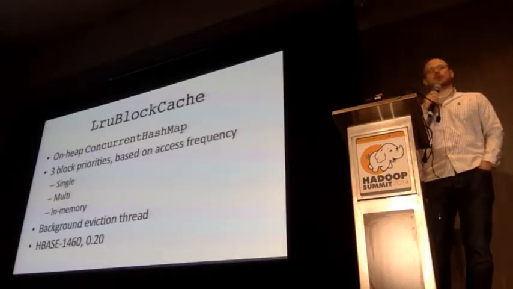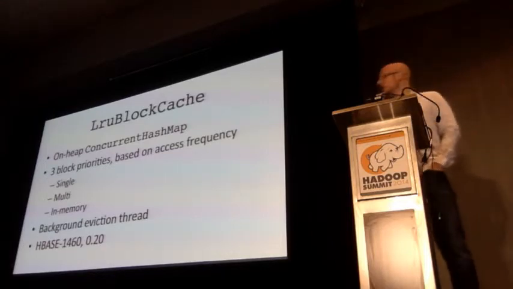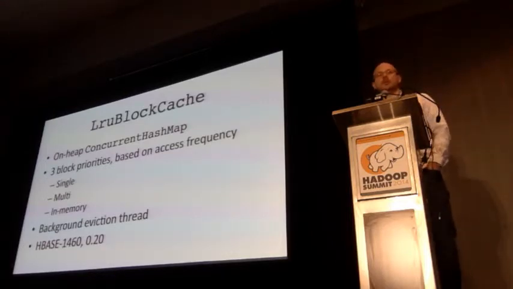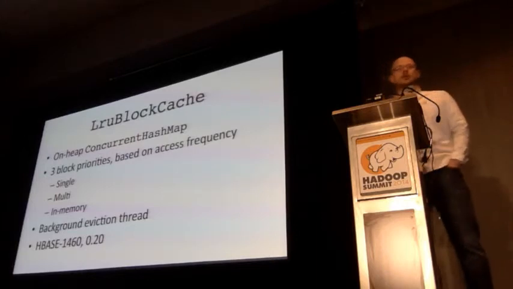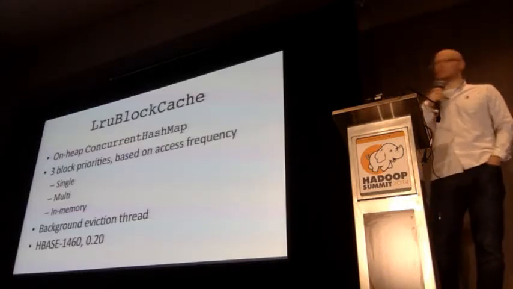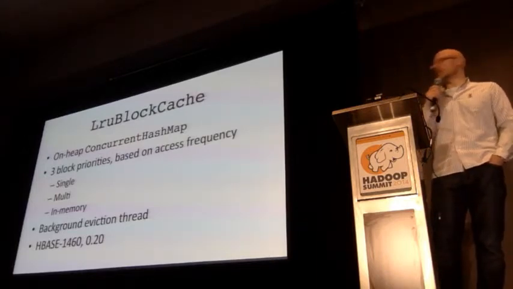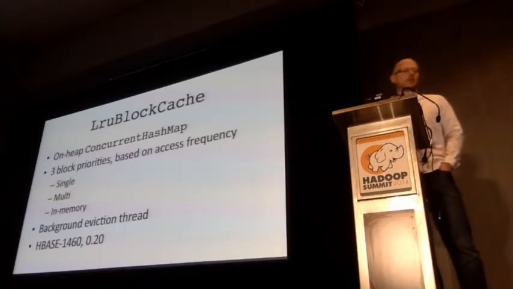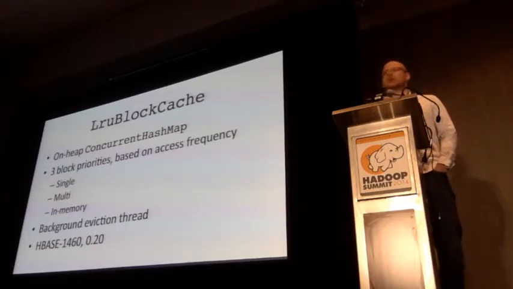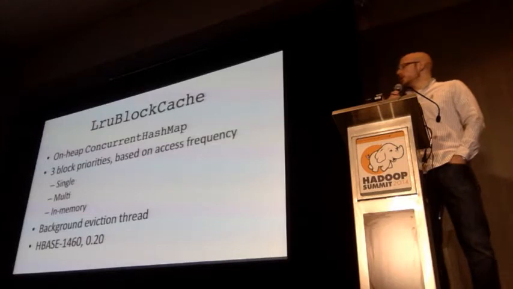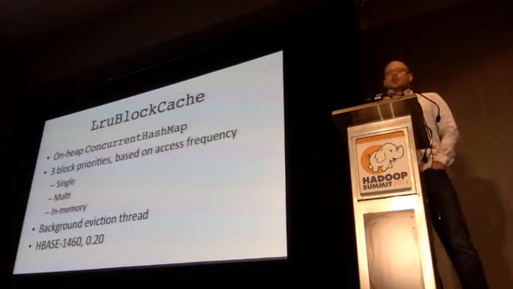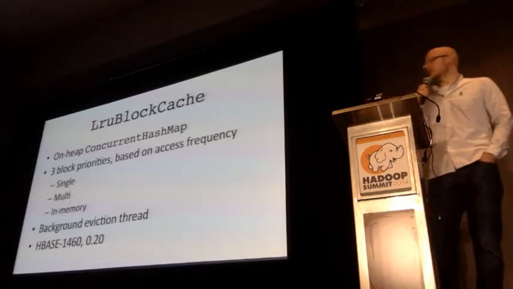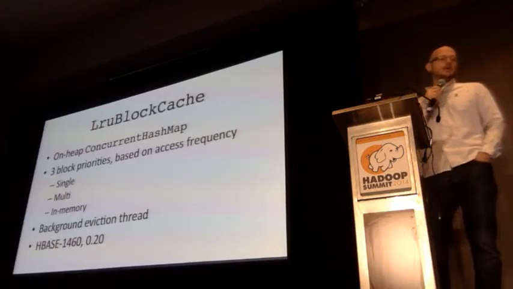So what it does is it keeps track of how often a block is requested. If a block is read just a single time, it has that single access priority. If you hit it again, it gets promoted to the multi priority, and then there's a third kind of priority called in-memory, which is something you can control on your table schema. So in your table, your column family, you can indicate that it's an in-memory column family, and then it will be promoted to this special area of the block cache.